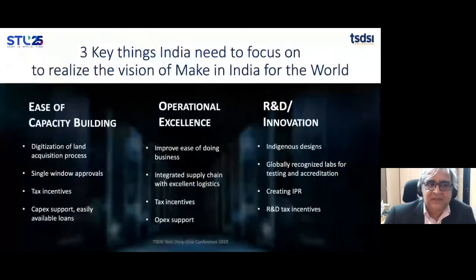So I'll just try to set some context. What are the three key things that we need to focus on: on the intellectual property side, what we need to do on operational excellence, and on the ease of capacity building. And these are the three areas I think we feel, given our own history in the industry and bringing things together and making it so far.